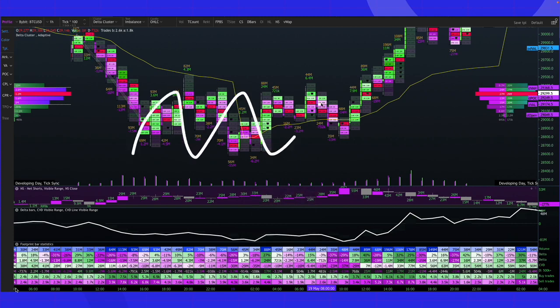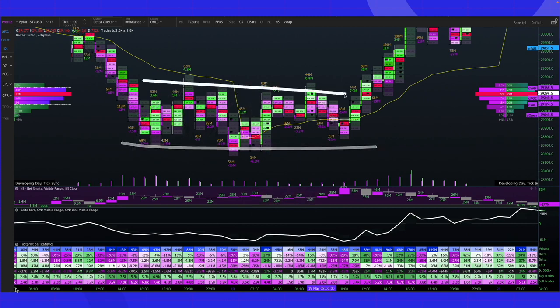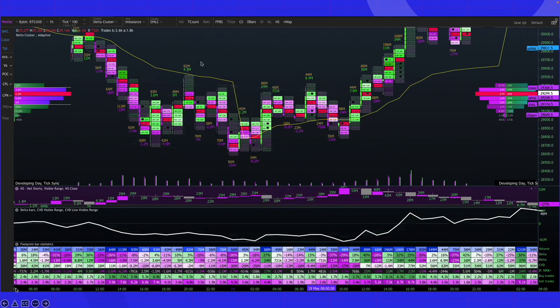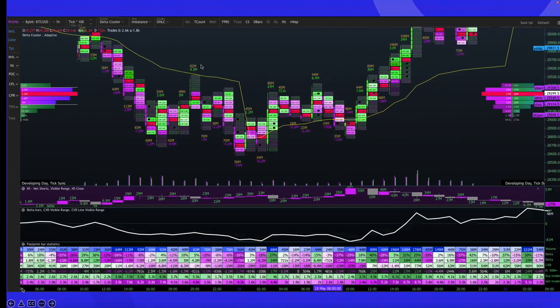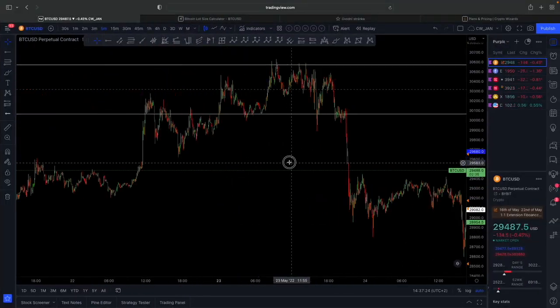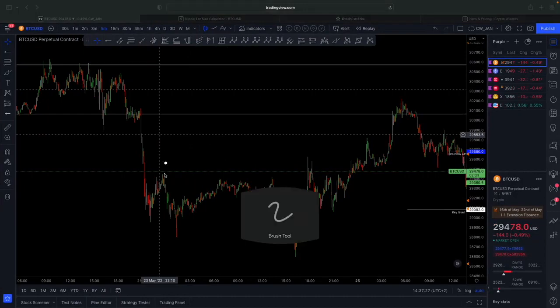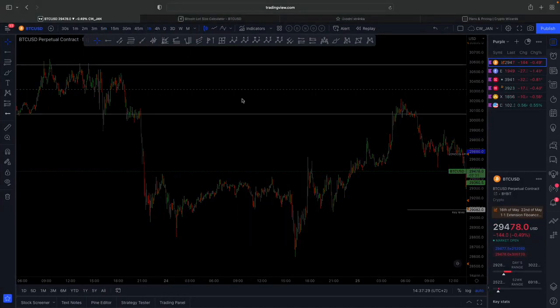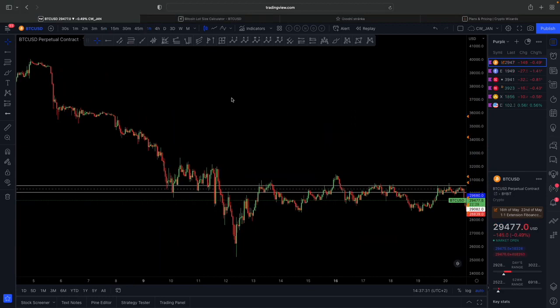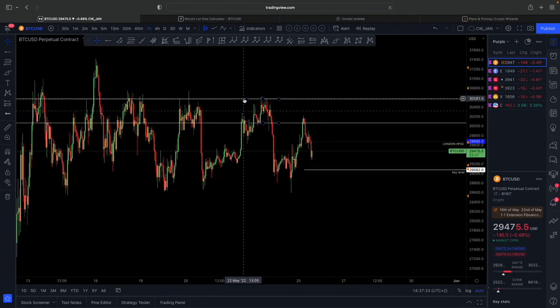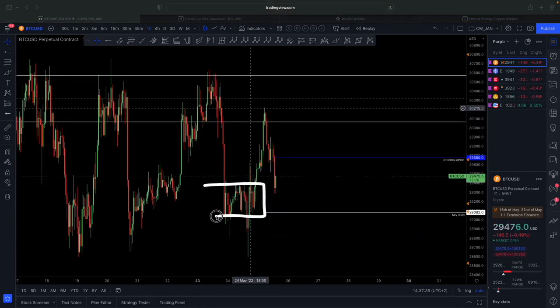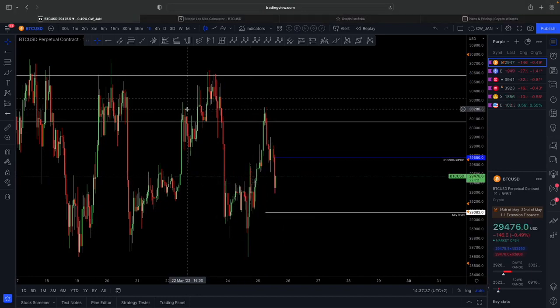Then we created some mini range movement. I believe that was the thing that we were looking for. Maybe a little bit. I may be wrong here. Actually, we were looking at this, I believe. Yeah, we were looking at this down there. So from this, we got a move to the upside.